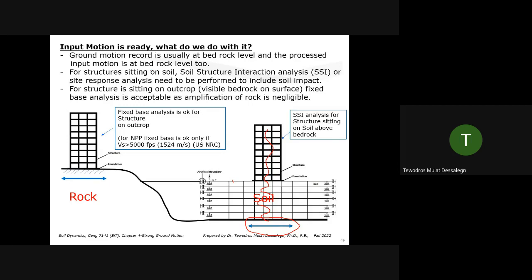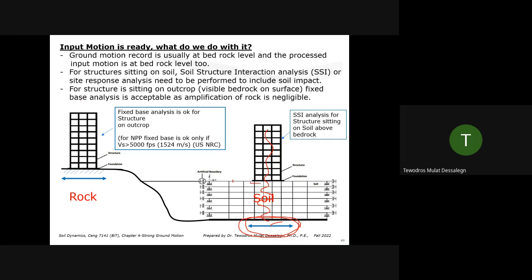Ground motion recovery is usually at bedrock level, and the process input motion is at the bedrock level too. So you have the ground motion time history right here. You process that motion and remove some noise. It can be a rock site, where the building is on rock or the rock is at shallow depth, or a soil site, where the building is sitting on soil.